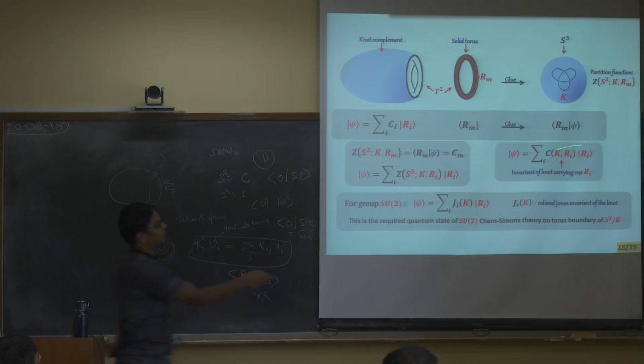You need to know these coefficients. Then you're going to use that the partition function is the answer. For SU(2) group, this state psi will be simply the summation over i of the Jones polynomial of this knot times the states R_i. So in this way we can fix the quantum state. This is sort of by definition, because you take the inner product with R_i and that gives you the result.